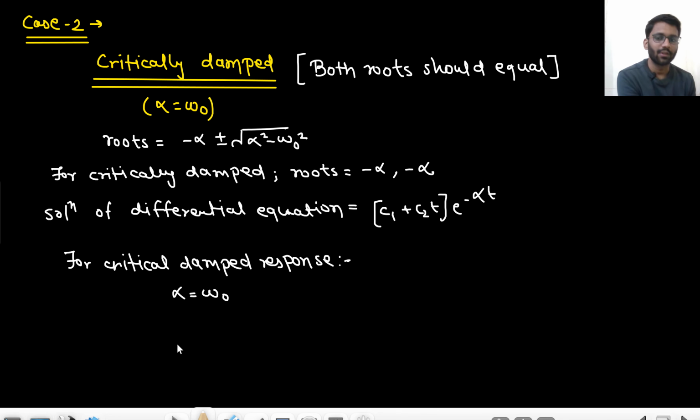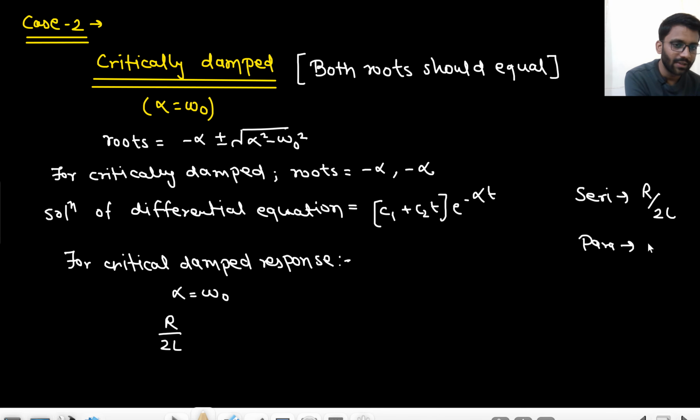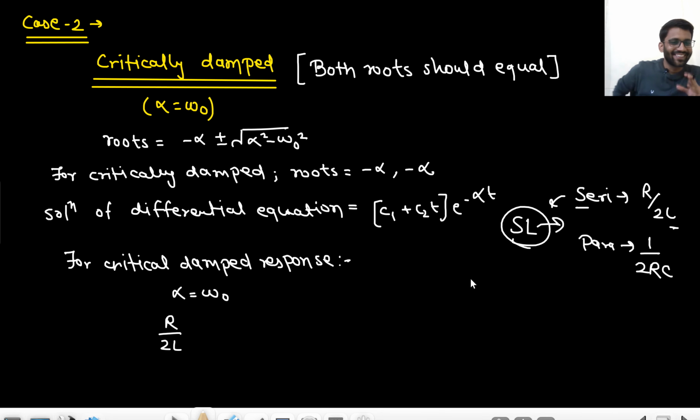So alpha is equal to omega naught. What is the value of alpha in series RLC? That is R by 2L. How will you remember it actually? In series RLC, alpha is R by 2L. And in parallel RLC, we will solve it, it will be 1 by 2RC. So series L, SL, Sri Lanka. That's how I remember it. In series, L will come. The name Sri Lanka, SL, you can remember. And in parallel, C will come. PC, personal computer, or Piyush Chawla also. So in parallel, C will come, and in series, L will come. So SL and PC.